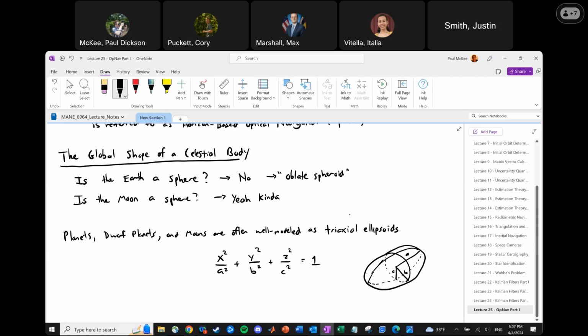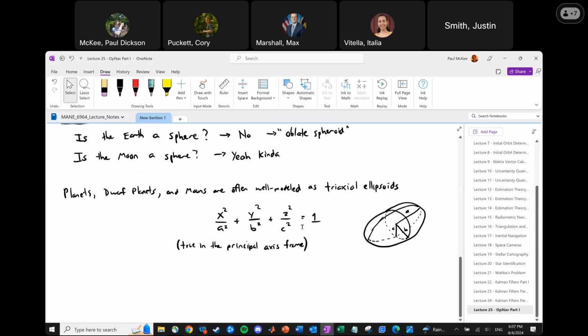And I should be clear that this equation is true in the principal axis frame, not necessarily true for general things. So in the principal axis frame, the equation becomes this.